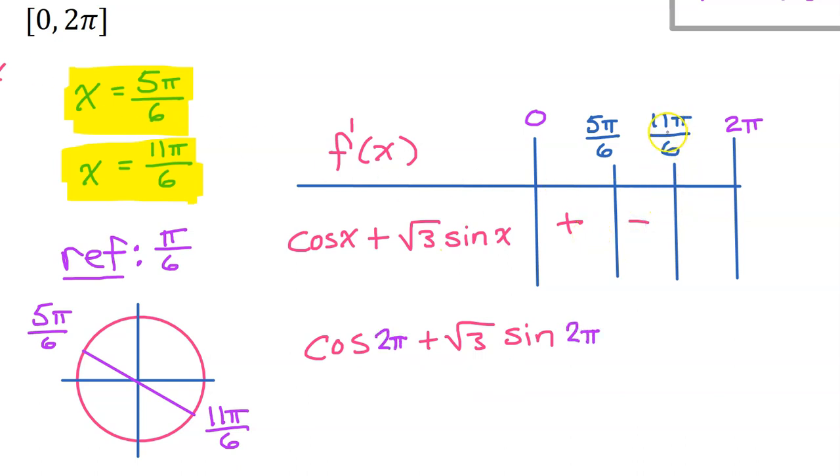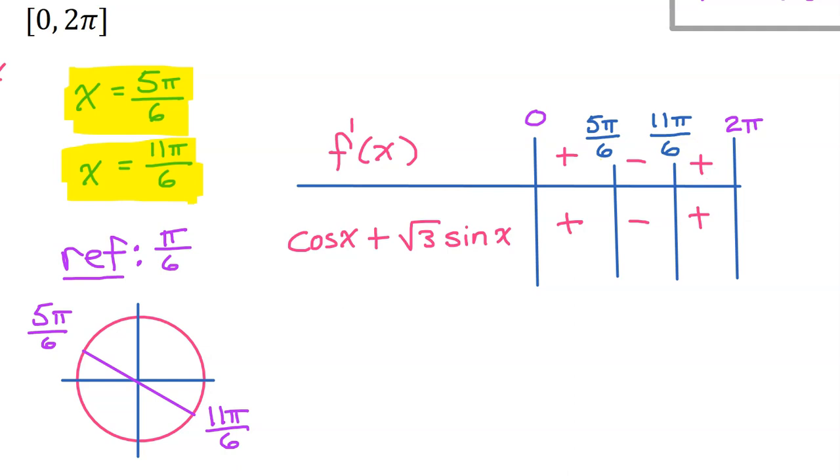For this last interval between 11 pi over 6 and 2 pi, it's okay to go ahead and use 2 pi itself. So cosine of 2 pi is 1, and the sine of 2 pi is 0. So that's going to wipe this out, and we're left with +1. So this is a positive value. Because this is the only row on our sign chart, then we really have found that f prime is positive in this interval, negative in this interval, and positive in this interval.